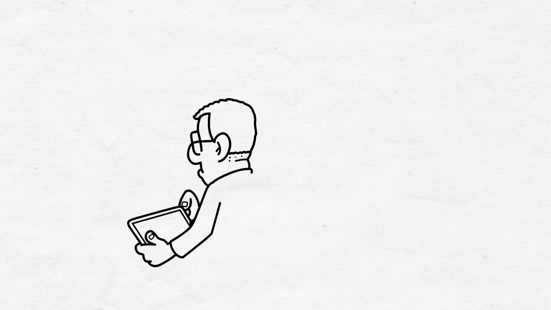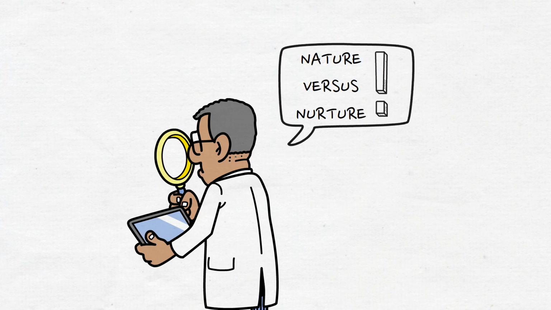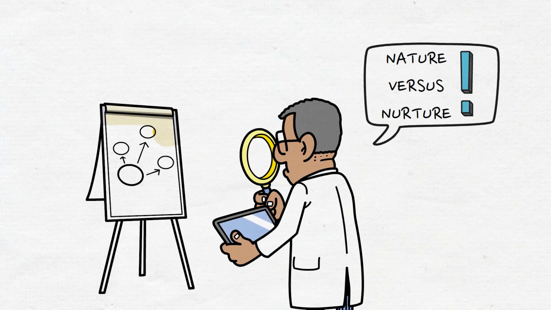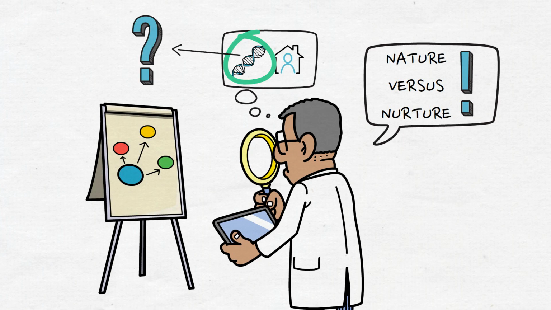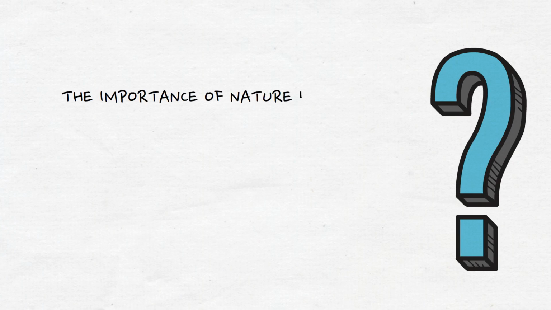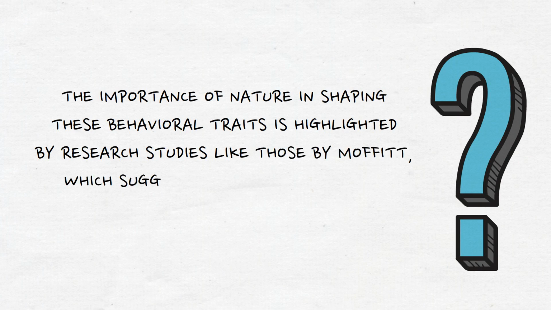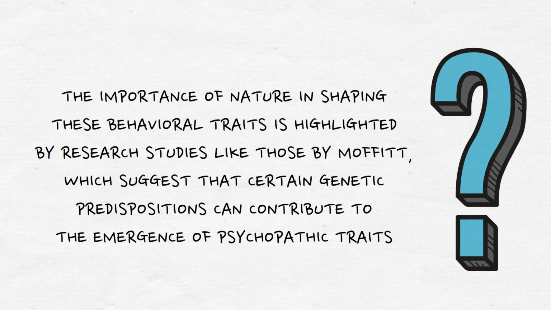When examining the origins of sociopath and psychopath, the age-old argument of nature versus nurture takes on new significance. These disorders, which are part of the larger category of antisocial personality disorder, frequently make us curious about how genetics and environment interact. The hereditary aspects of psychopathy, which is often thought to have a stronger genetic foundation, raise interesting questions. The importance of nature in shaping these behavioral traits is highlighted by research studies like those by Moffitt, which suggest that certain genetic predispositions can contribute to the emergence of psychopathic traits.